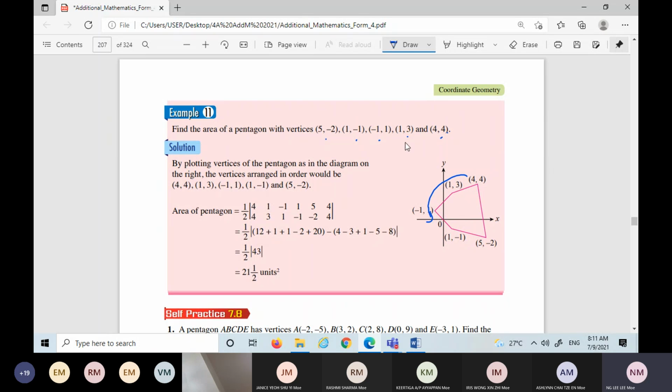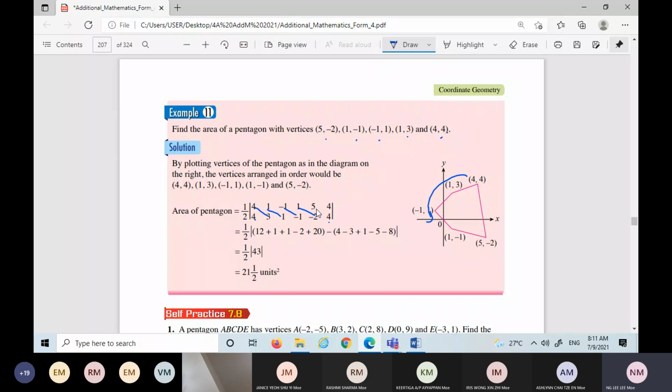In case the points are not given in sequence, you will not get the correct answer. If the diagram is not given, it's better for you to sketch the position of the points. So you start with the first point, (4, 4), and then you have to repeat the first point, (4, 4), at the last.